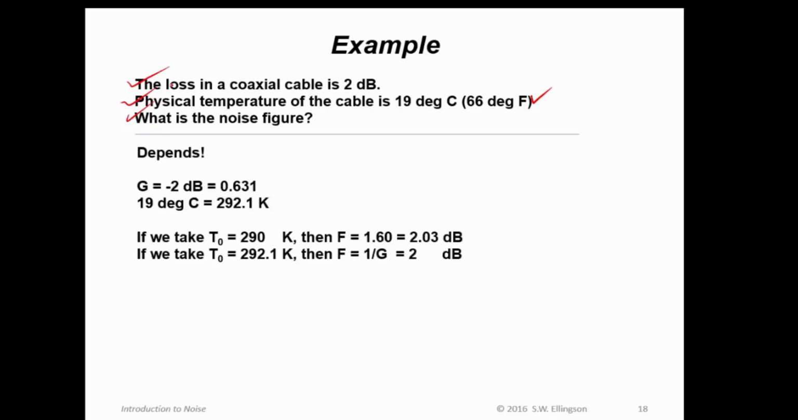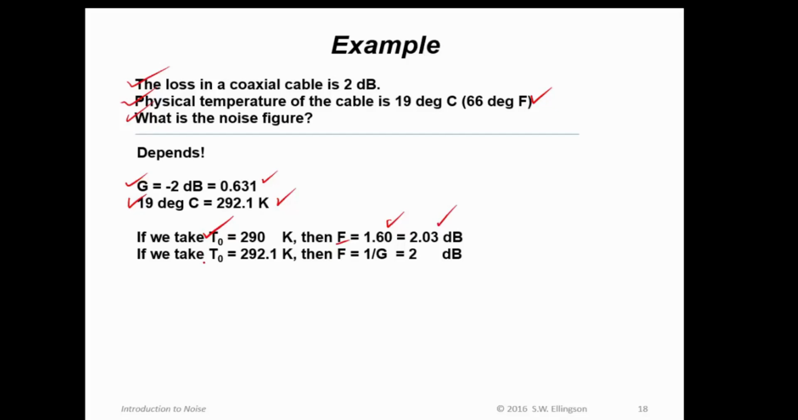All right, you ready? Here we go. The answer is it depends. We know that the gain is minus 2 dB. That's 0.631 in linear units. 19 degrees Celsius is 292.1 Kelvin. If you take the reference temperature to be 290 K, as is the IEEE preference, then you find that the noise factor is 1.6, which is 2.03 dB.